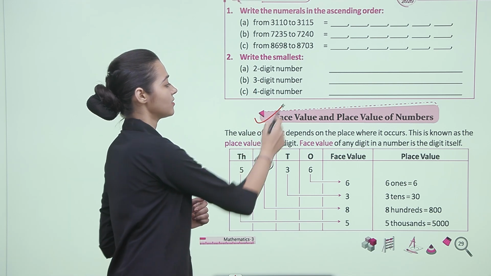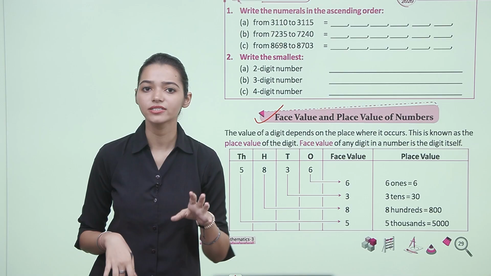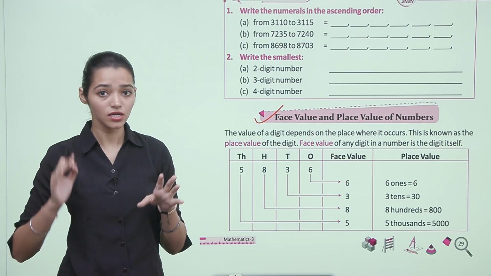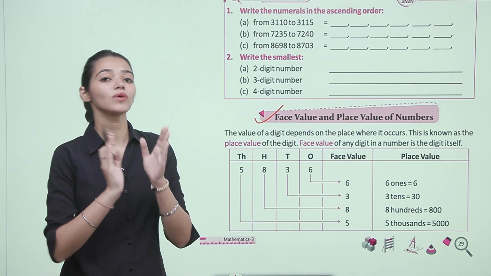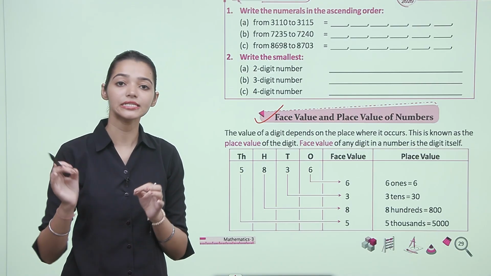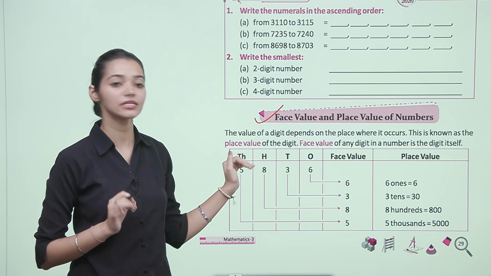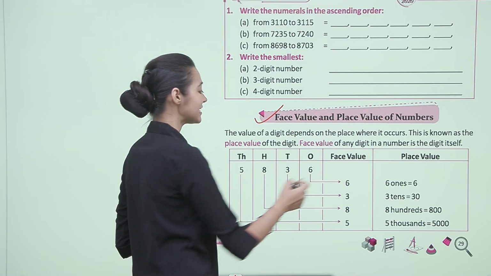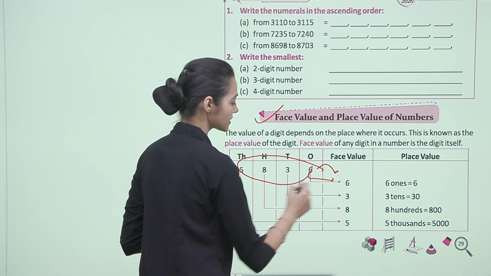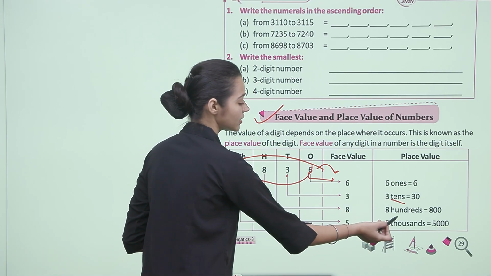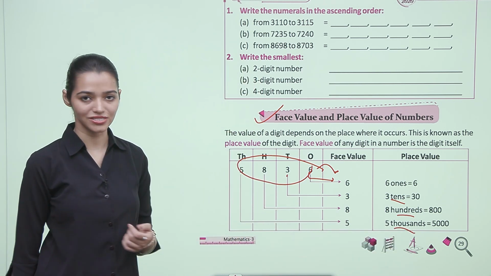Next, we have to find the face value and place value of a number. The value of any digit depends on the place where it occurs, and that is known as place value or face value. The face value of any digit is the digit itself, but the place value is defined by which place the digit is on. So for all these numbers, the face value will be their digits, but the place value for 6 ones is 6, the place value for 3 tens is 30, 800 is 800, and the place value of 5 thousands is 5000.